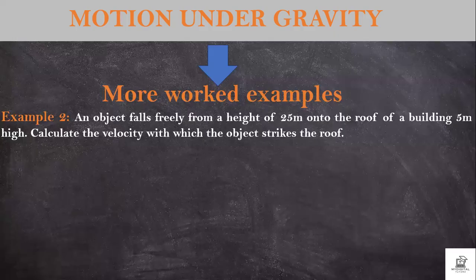Are we clear? This question says, an object falls freely from a height of 25 meters onto the roof of a building 5 meters high. Calculate the velocity with which the object strikes the roof.